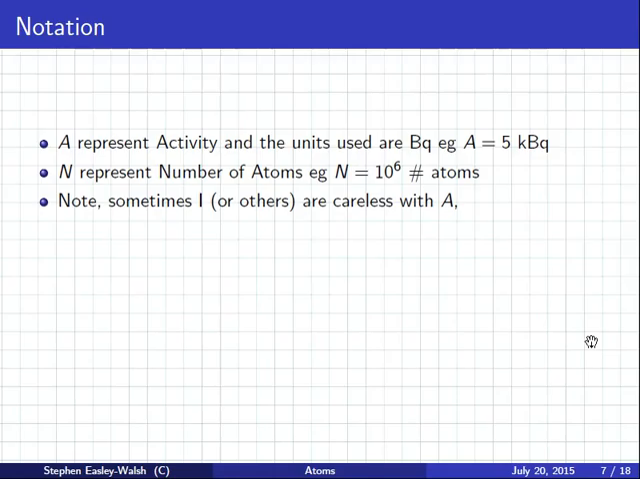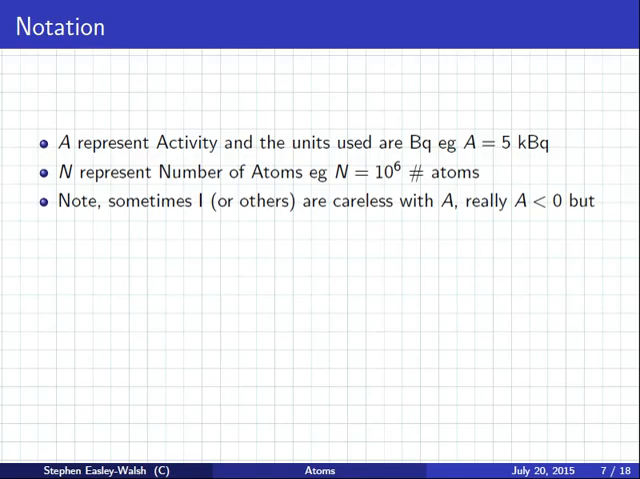Now, sometimes I and others are careless with the A. Or not careless, but it's only careless if you don't know what you're doing. Really, the A should be a negative number because you are losing the atoms. So if you have one loss per second, it should really be minus one Bq. But often in the exam, they don't really care about the minus for this question. But if you're being very strict about it, your A should be negative.